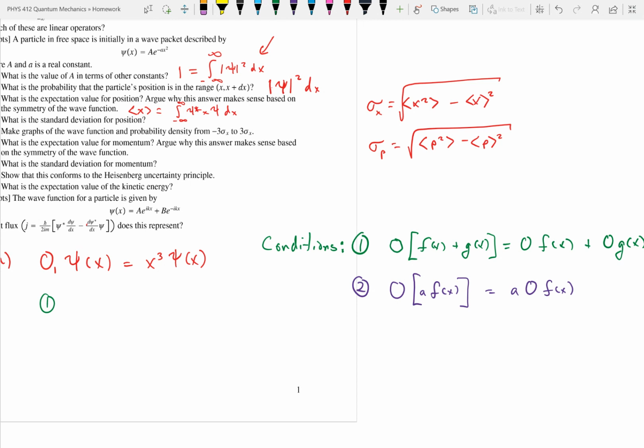For this, are we saying that psi of x is our function? Yes. So yeah, psi of x. Over here I had f and g, but in any case, it's the wave function. Yes. Okay. So we have.